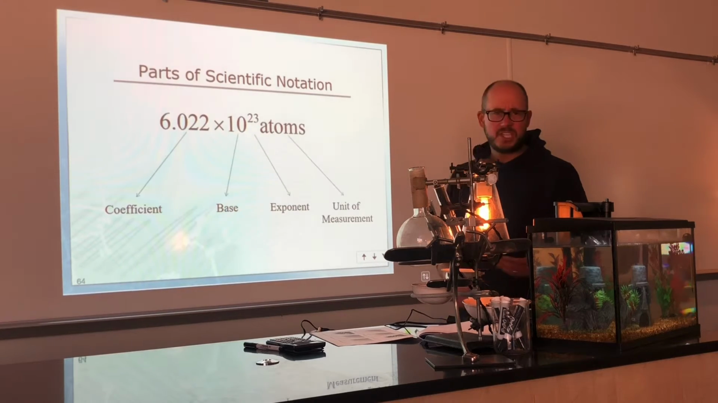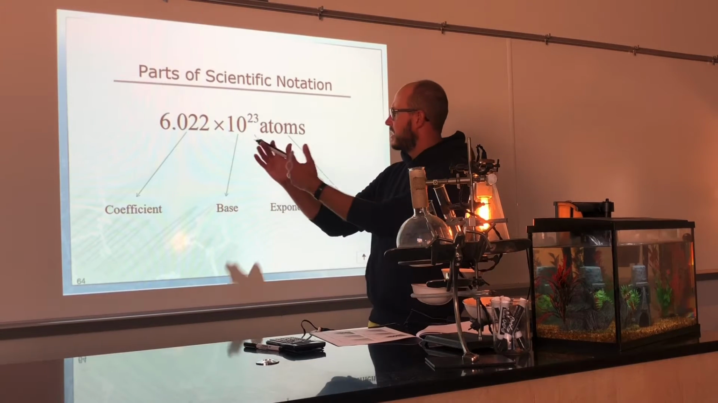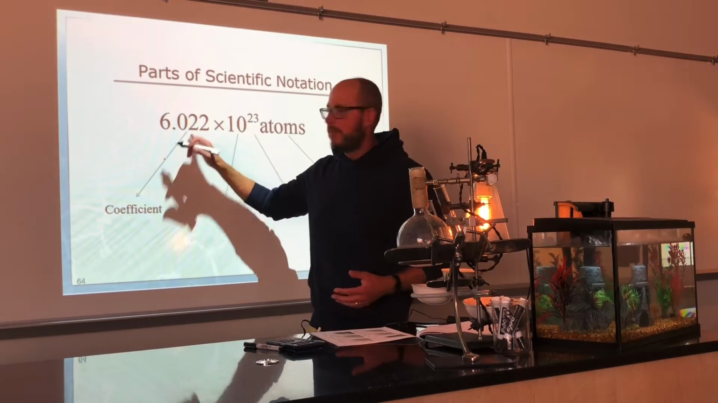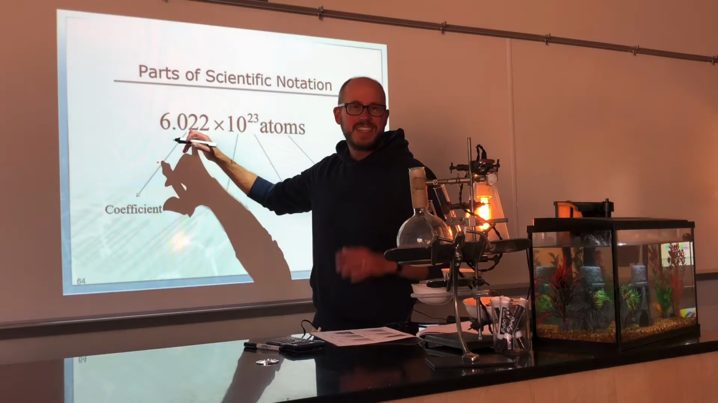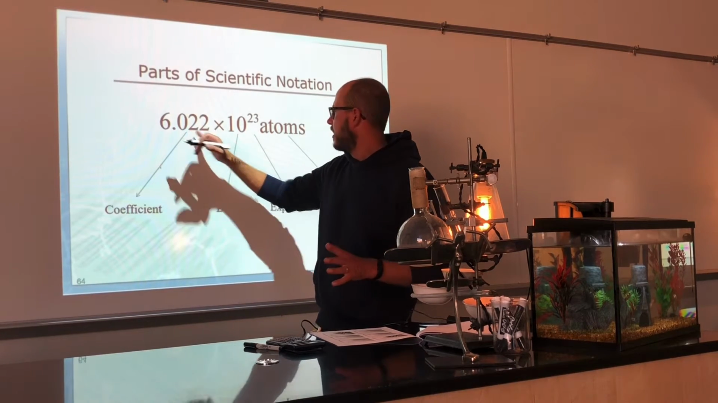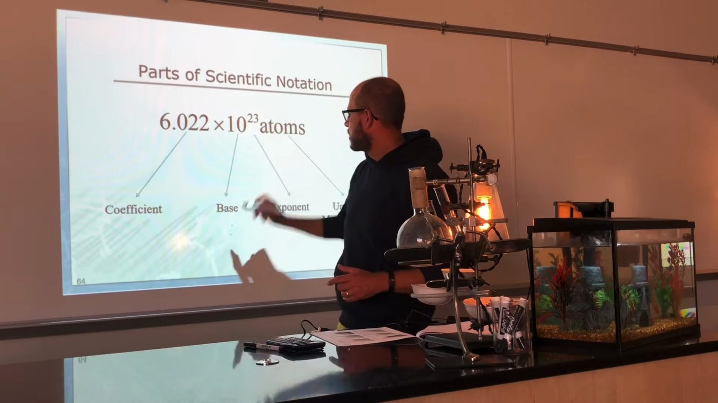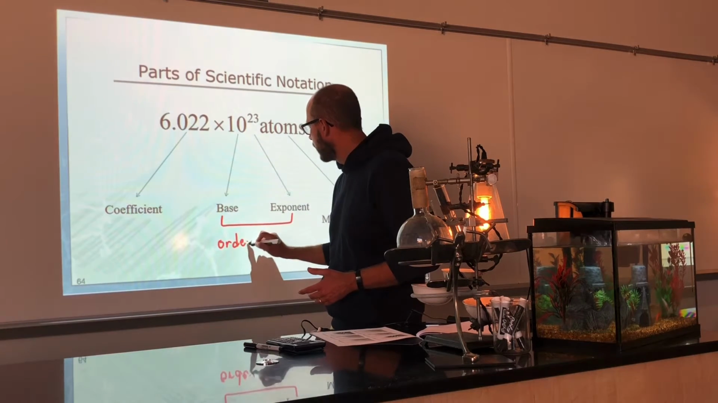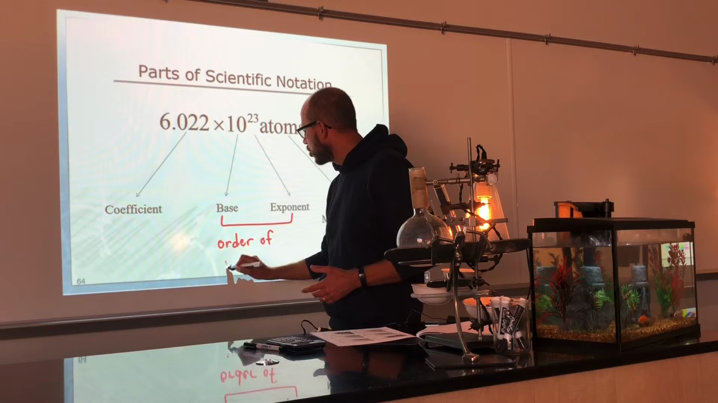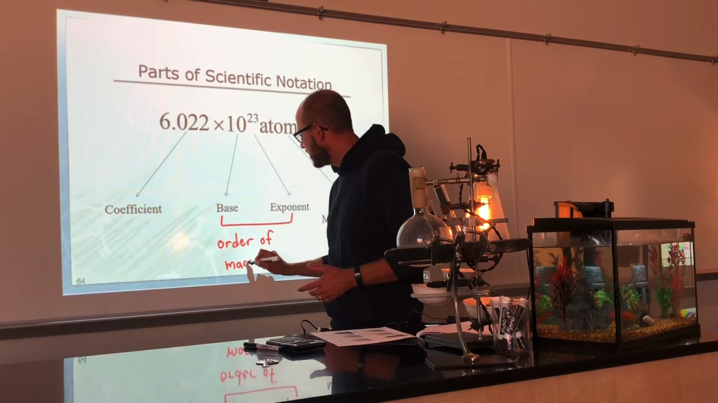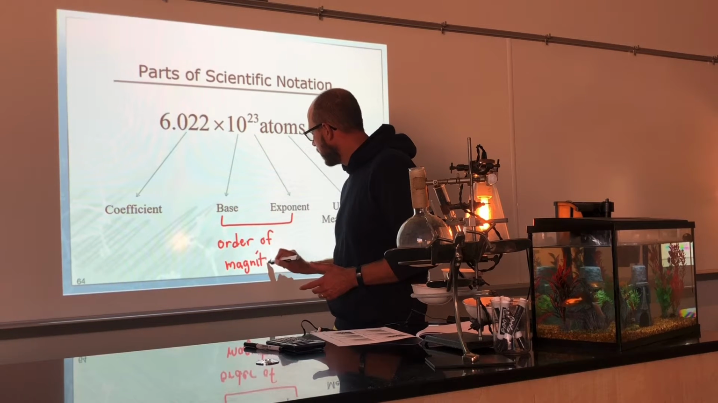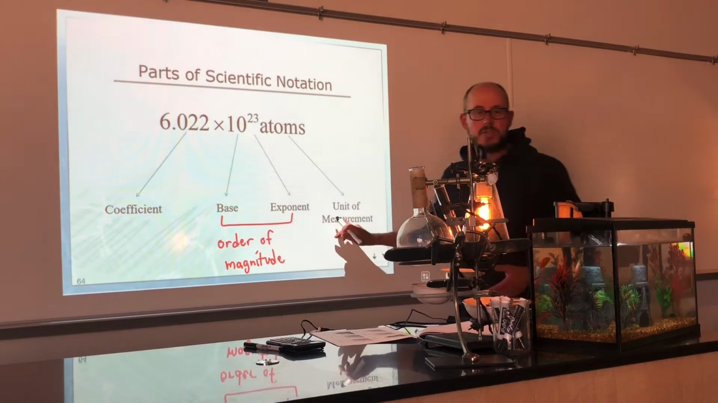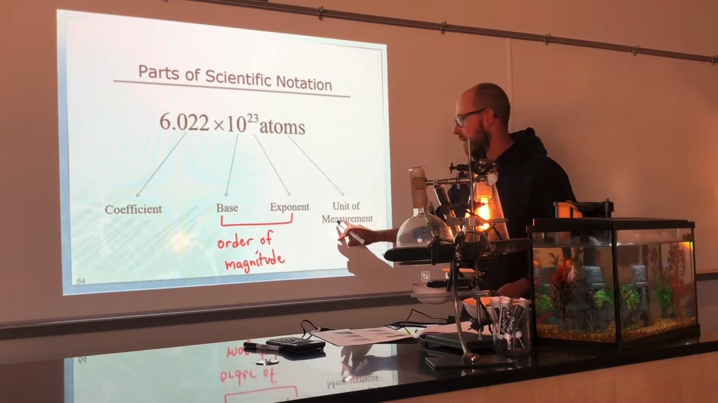Now, scientific notation has a couple parts to it. This Avogadro's number is a familiar measurement from chem. It's made up of the coefficient. The coefficient is the actual measurement. Then we have the base and the exponent, which collectively are called the order of magnitude. And these tell us how large or how small the measurement actually is. And last, there has to be some sort of unit of measure telling me what exactly it is we're measuring.